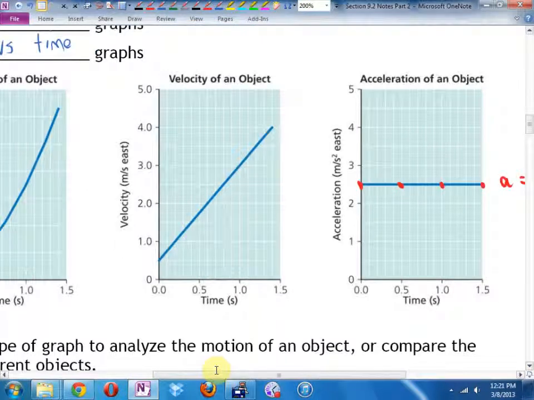A straight line, non-zero slope, velocity time graph means you're accelerating. Your velocity is changing. If that's a velocity time graph, you're not accelerating, you're at a constant velocity.